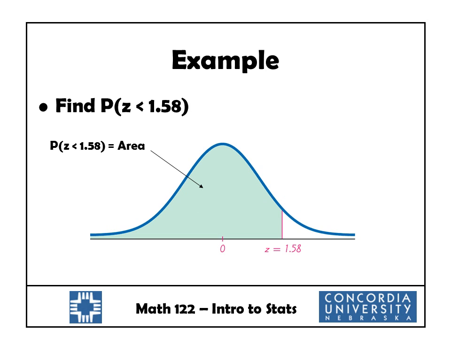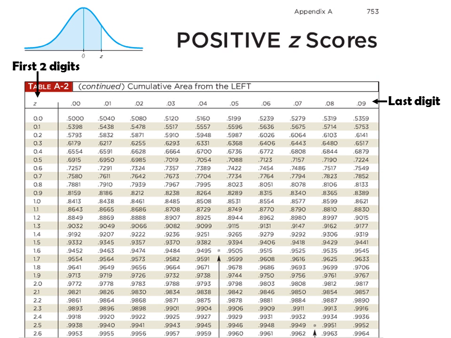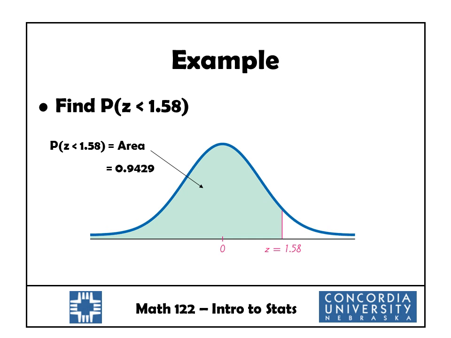Now we can't find that area by just multiplying width times height, because it's not a simple rectangle. Instead we use our z-score table. So here's table A2, and we go to the positive z-score table, and we read this: the first two digits of our z-score on the left-hand column, the last digit is on the top. So we go down to 1.5 and over to 8, and we get the area to the left of that z-score as 0.9429. So that's our area, and that's our probability.